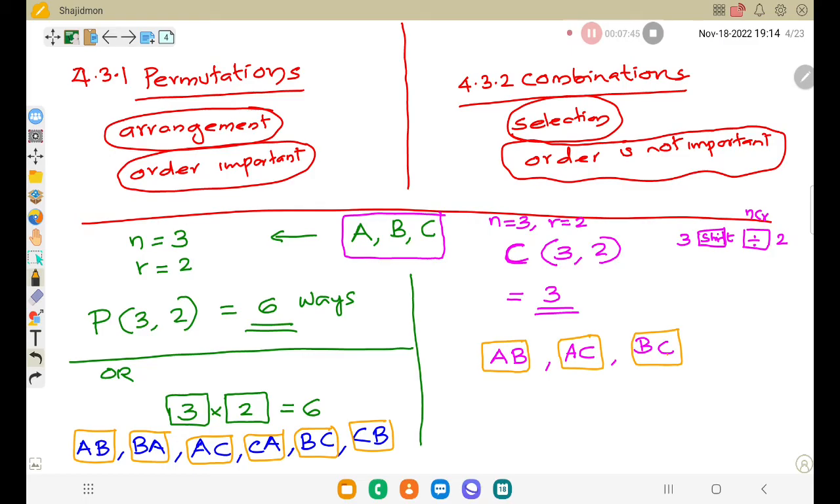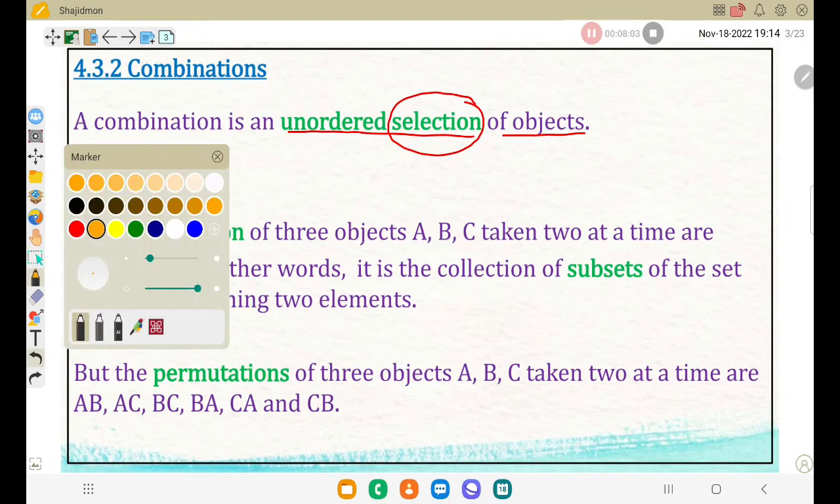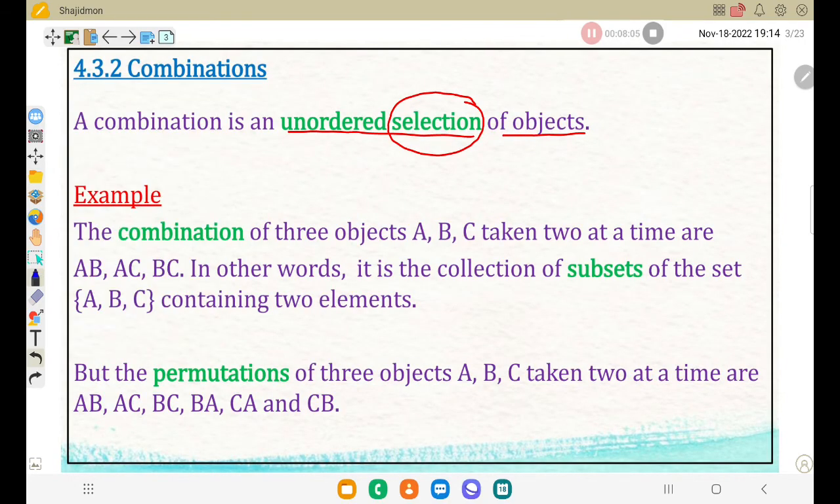But in combination, when we are writing, there is no importance in the order. So AB and BA count as only one item. AB means one combination, AC means another combination, BC means another combination. So here we get 3, but in permutation we get 6. This is a simple example to understand the meaning of combination.